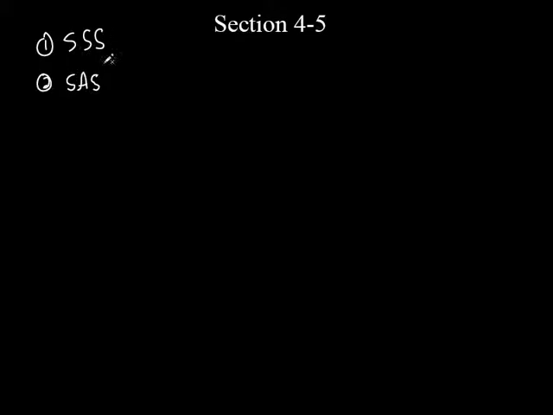Another way, if I don't want to show all 3 sides, if I show 2 sides and an included angle, what does that mean when I say it's the included angle? It's in between, okay? It has to be in between. Everybody got that? So if I show 2 sides and the angle in between those 2 sides equal on one triangle, also equal on another triangle, then I can say the triangles are congruent.